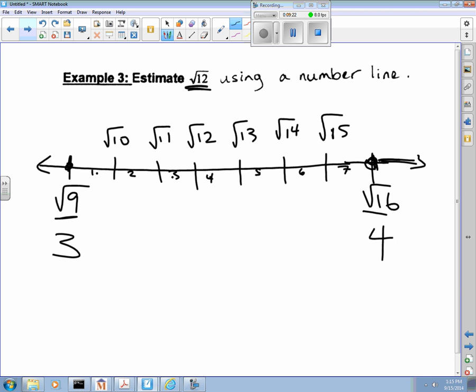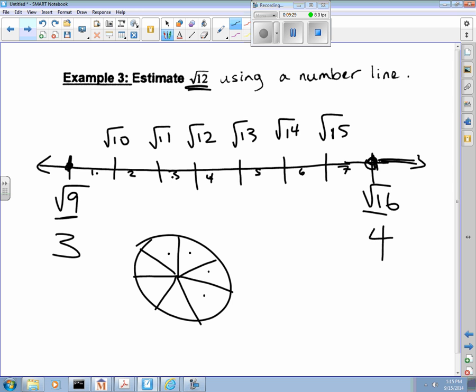You've seen stuff like that before. Imagine a pizza that you cut into 7 pieces. 1, 2, 3, 4, 5, 6, 7. You would say that if you had one of those pieces of pizza, you have 1/7. And this is, in fact, the exact same idea.